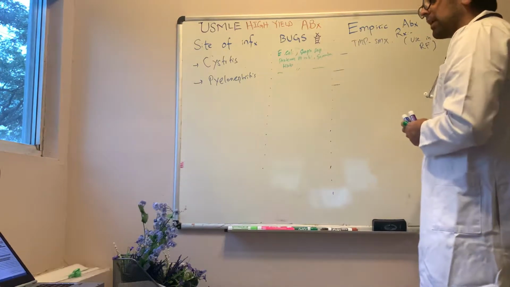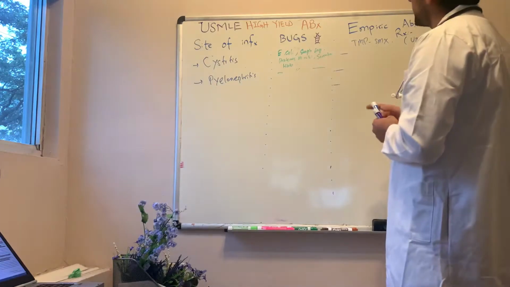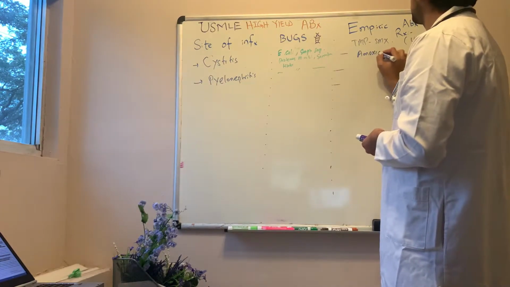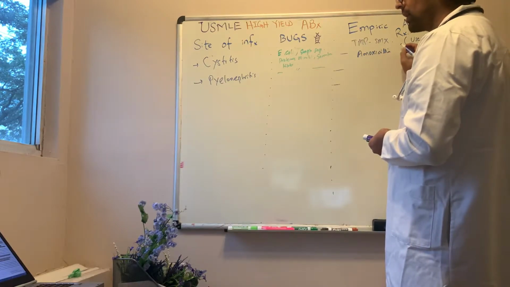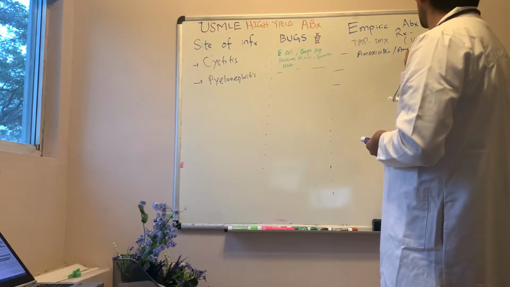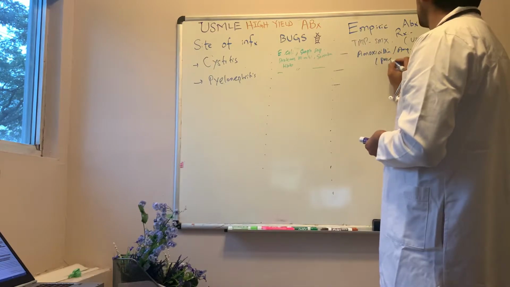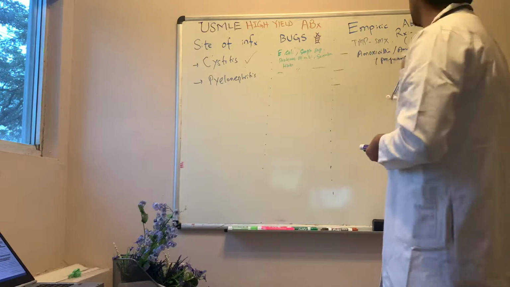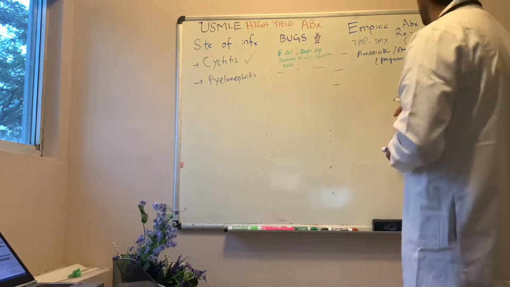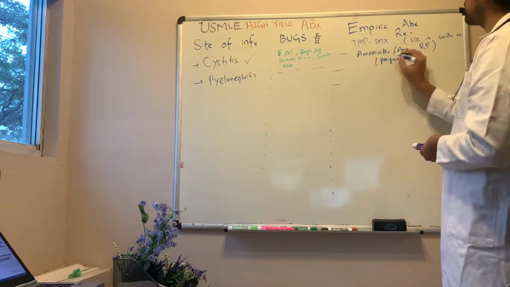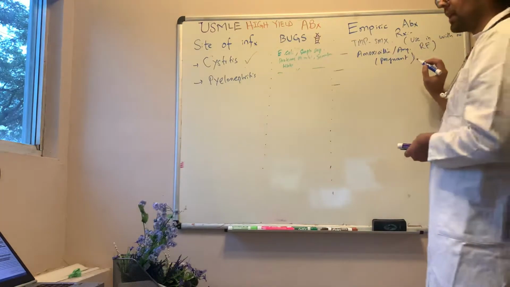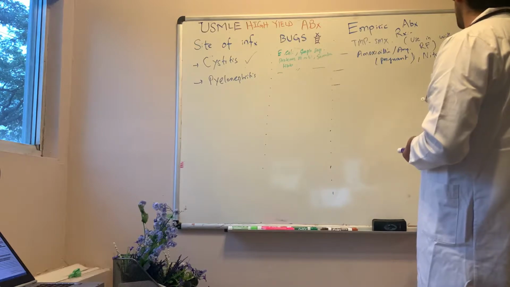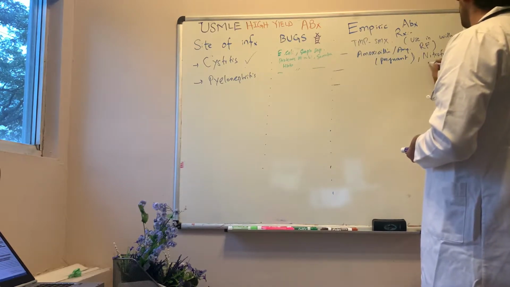Now the next thing we have to cover: in the case of a pregnant patient, we have to focus more on amoxicillin or ampicillin. Pregnant patient. I'm talking about cystitis right now. Don't confuse it with pyelonephritis. So pregnant patient: amoxicillin, ampicillin, and then we have nitrofurantoin also in the pregnant patient, nitrofurantoin and phosphomycin.